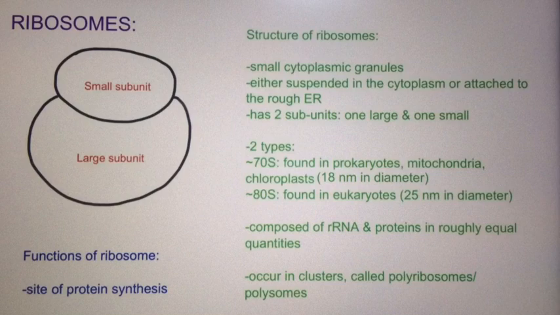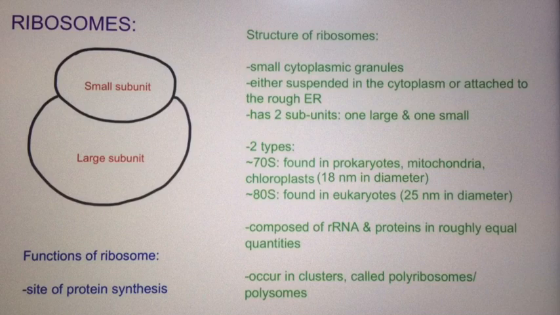Next, we are going to look at ribosomes. Ribosomes are small cytoplasmic granules found in cells. In eukaryotic cells, ribosomes are found either attached to the surface of rough ER or suspended freely in the cytoplasm. Each ribosome consists of two subunits, one large and one small subunit. Each ribosome contains rRNA, which is ribosomal RNA, and proteins in approximately the same quantities. There are basically two types of ribosomes, which are the 70S type and the 80S type.